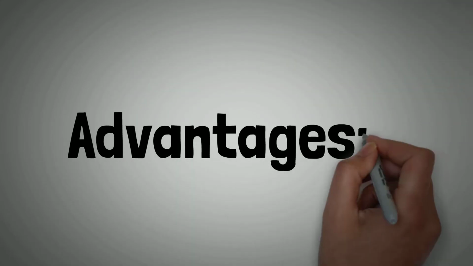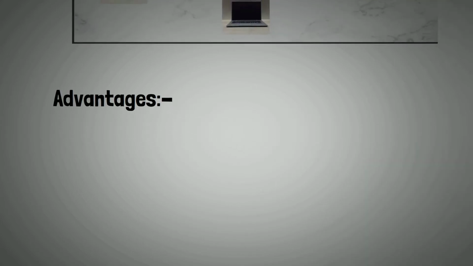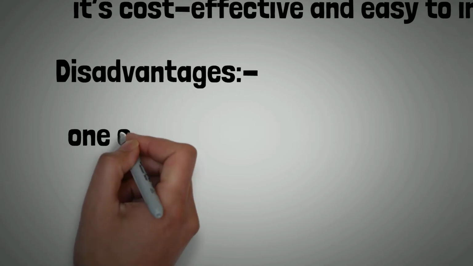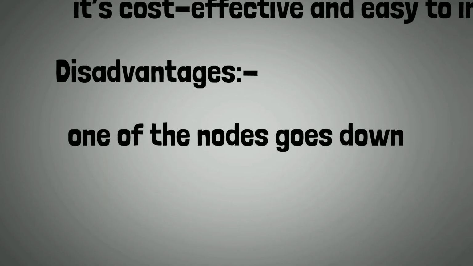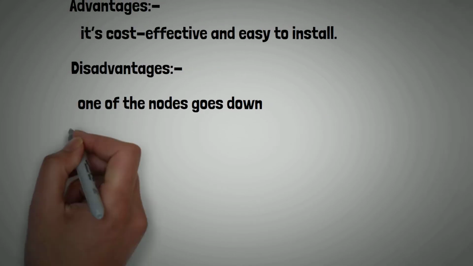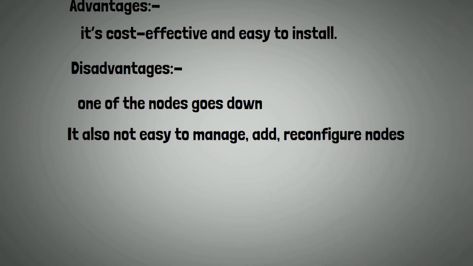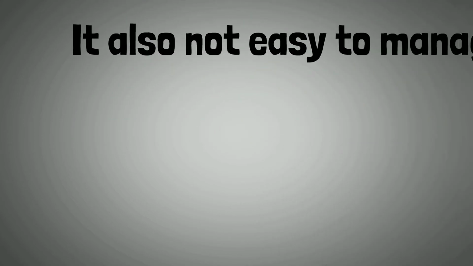An advantage of ring topology is that it's cost-effective and easy to install. The disadvantage is that if one of the nodes goes down, then the entire network will fail, and two devices can't send data at the same time. It's also not easy to manage, add, or reconfigure nodes without taking the entire network down.